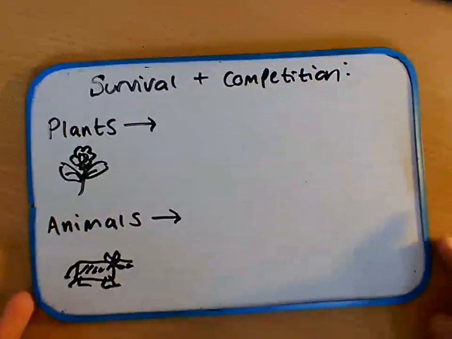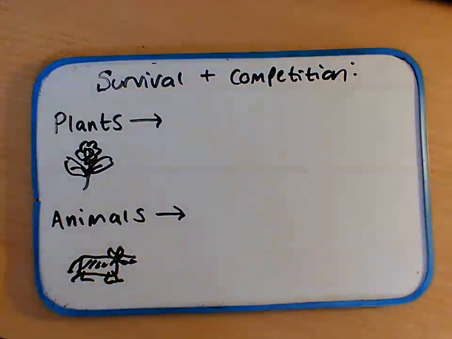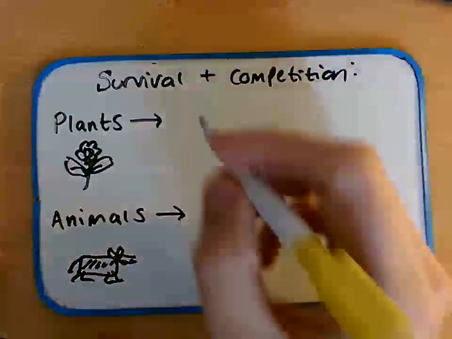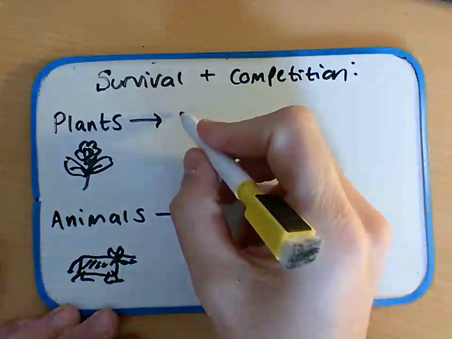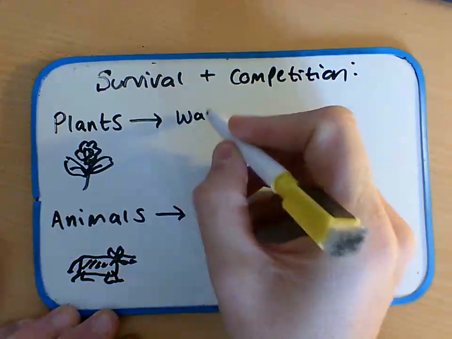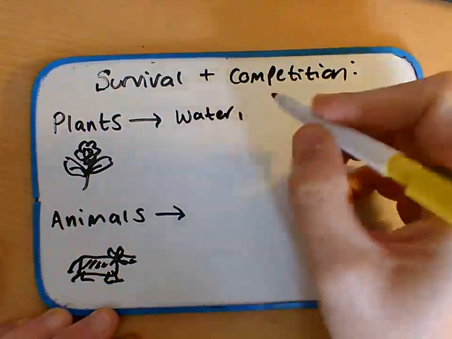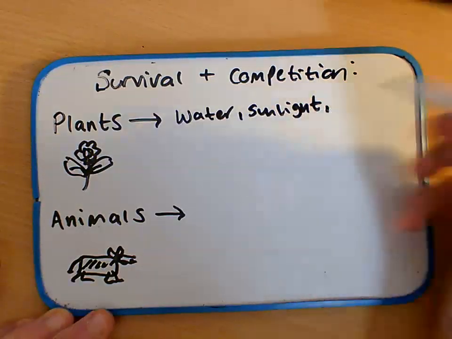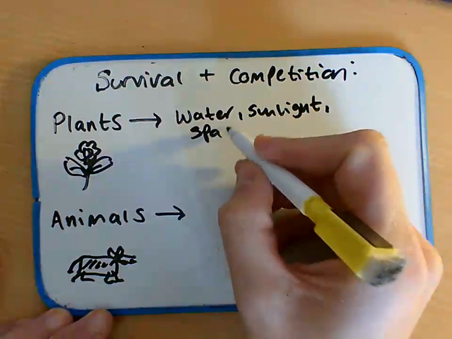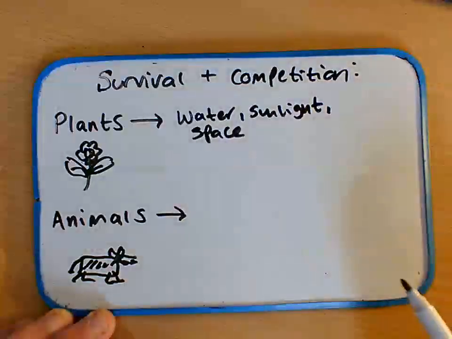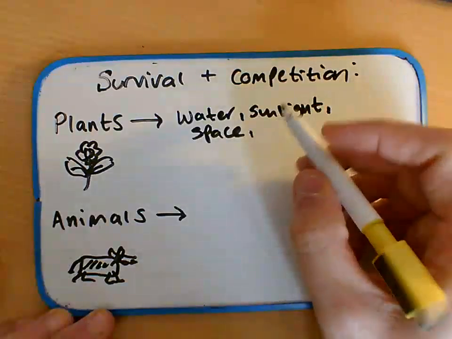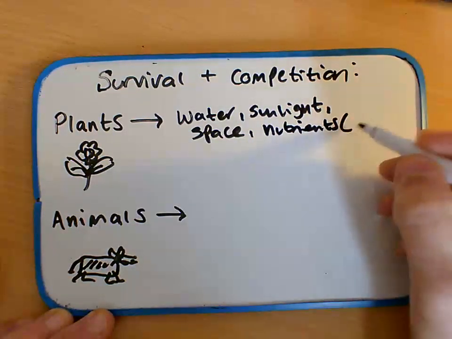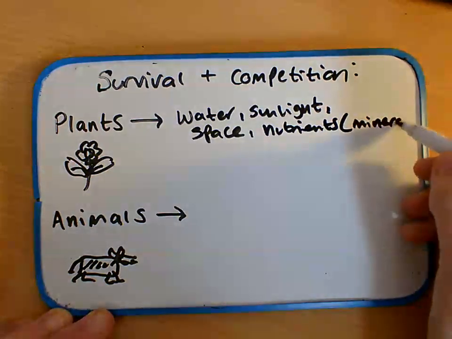Now, all living things need several things for survival. And we'll have a look at the plants first, and then we'll have a look at animals. So plants, obviously, for photosynthesis, require water. They're going to need sunlight. They're going to require some form of space in terms of growth. And they're going to require some nutrients as well. So by that we mean minerals in the soil.